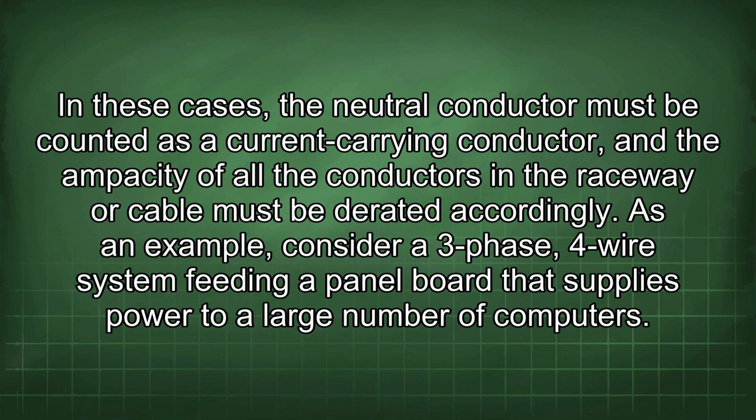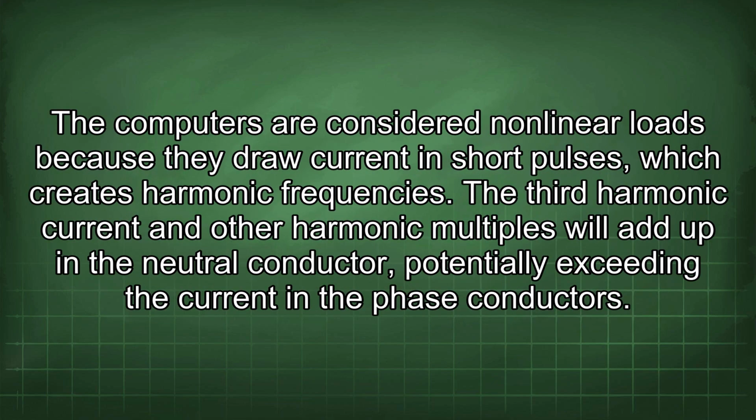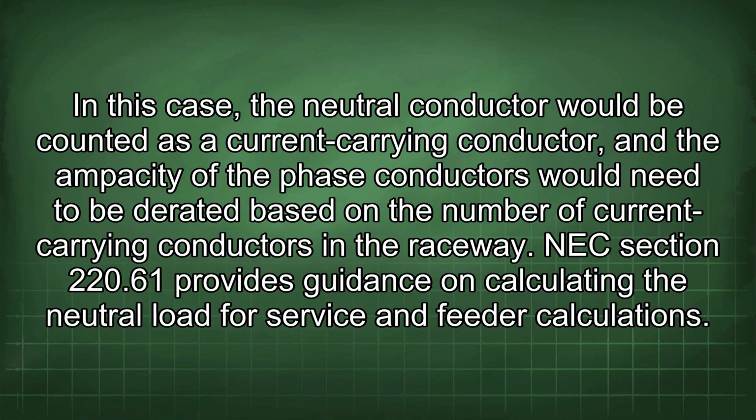As an example, consider a three-phase, four-wire system feeding a panel board that supplies power to a large number of computers. The computers are considered nonlinear loads because they draw current in short pulses, which creates harmonic frequencies. The third harmonic current and other harmonic multiples will add up in the neutral conductor, potentially exceeding the current in the phase conductors. In this case, the neutral conductor would be counted as a current-carrying conductor, and the ampacity of the phase conductors would need to be derated based on the number of current-carrying conductors in the raceway.